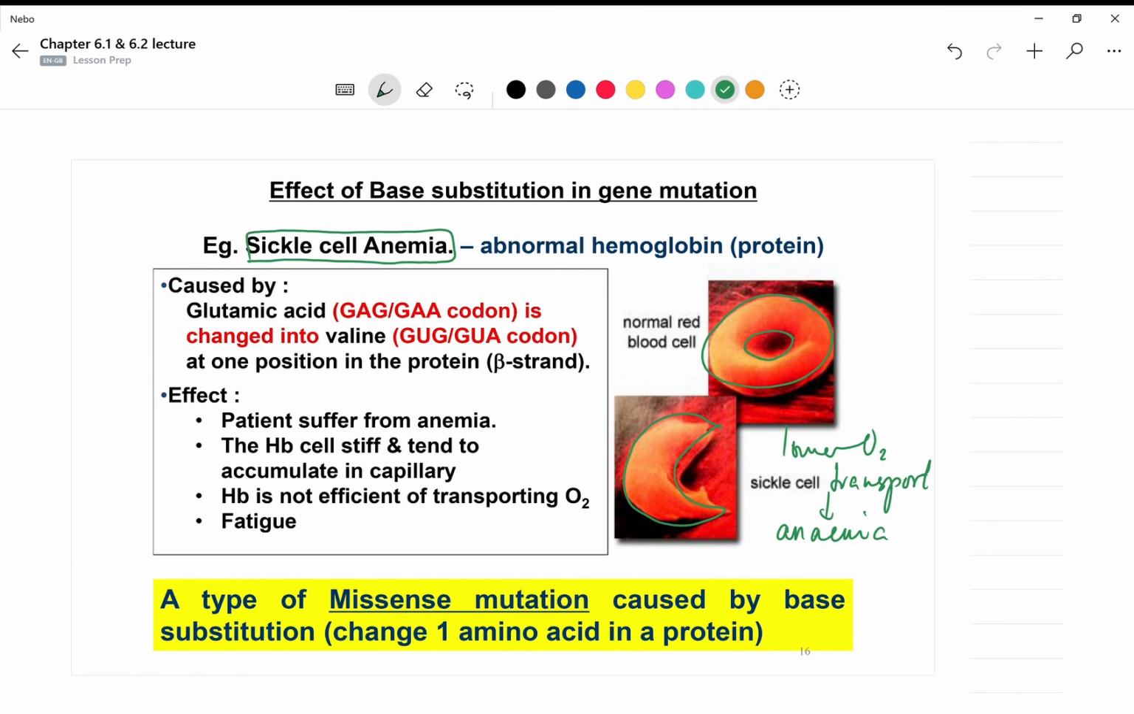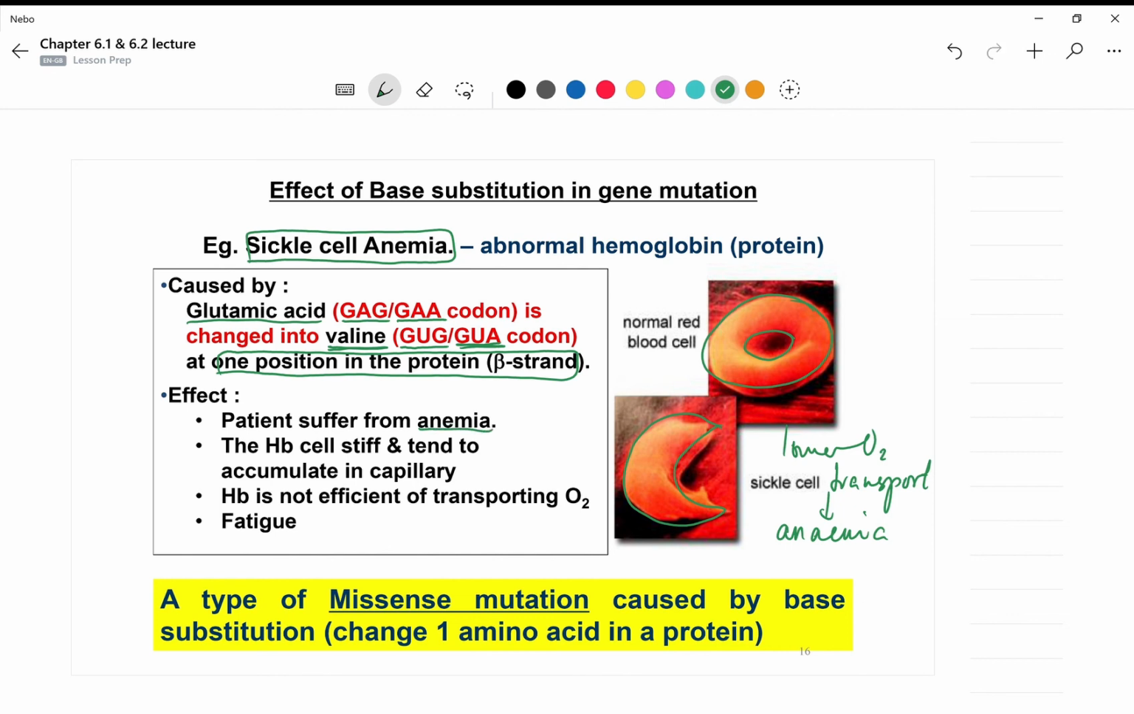Okay, so this is caused by glutamic acid. Glutamic acid, the codon is supposed to be GAG or GAA, so 2 options. However, these codons have been changed, have been substituted into valine. So valine is either GUG or GUA. So this mutation occurs in one of the beta strands of the hemoglobin of the red blood cell.